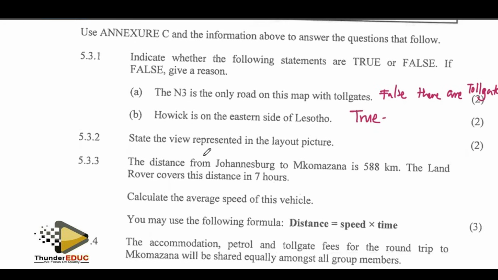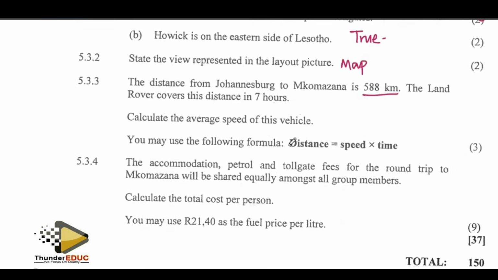State the view represented in the layout below. We shall say it's a road map. The distance from Johannesburg to Makos is 888 kilometers. And the Land Rover covers this distance in 7 hours. Calculate the average speed of this vehicle.